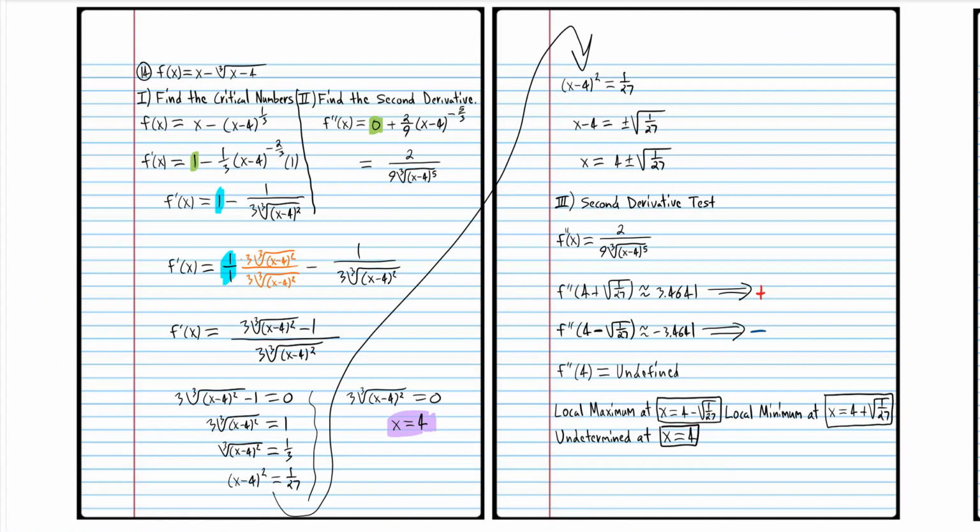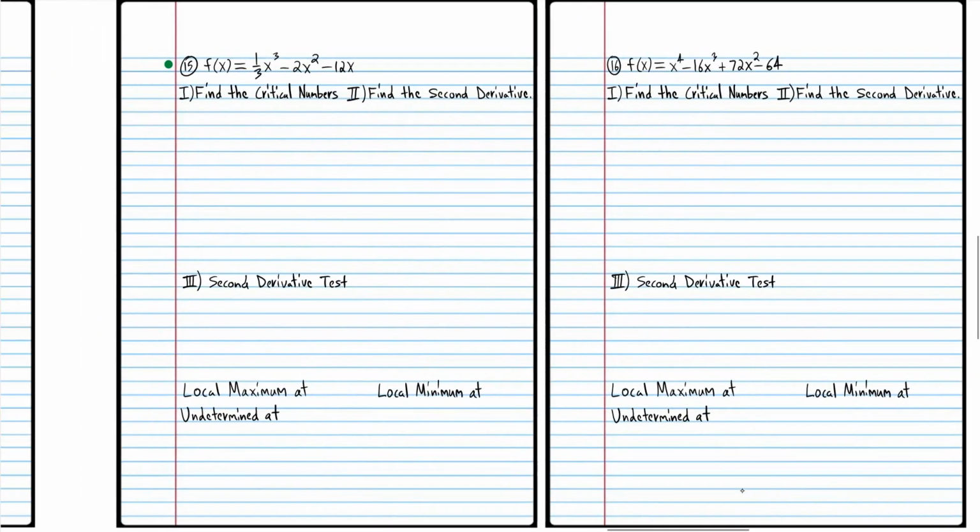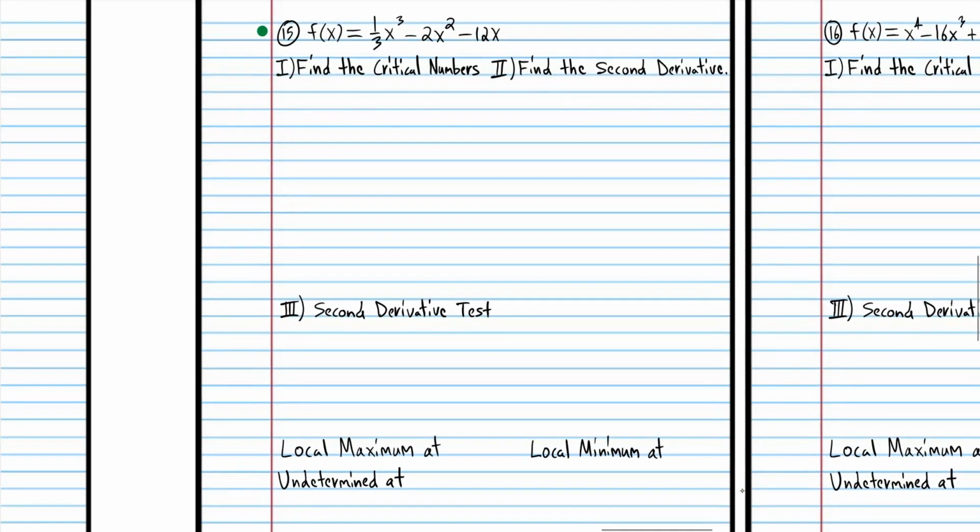And I want you to try number 15. So again, what we're doing here is we're trying to find where the maximum and minimum values of this blue function up here occur. We're trying to find the location, and we're trying to identify each location as the location of a maximum or a minimum. And if the second derivative test doesn't tell you anything, you have to say that it's undetermined at whatever x value didn't work in the test. So try number 15. When you come back, we'll do it together.